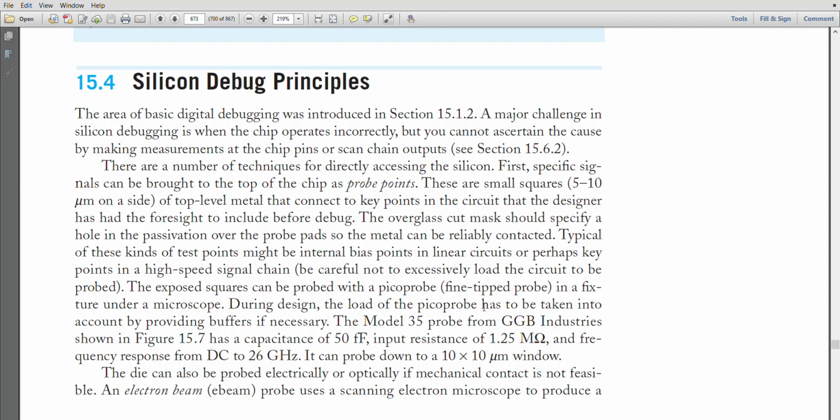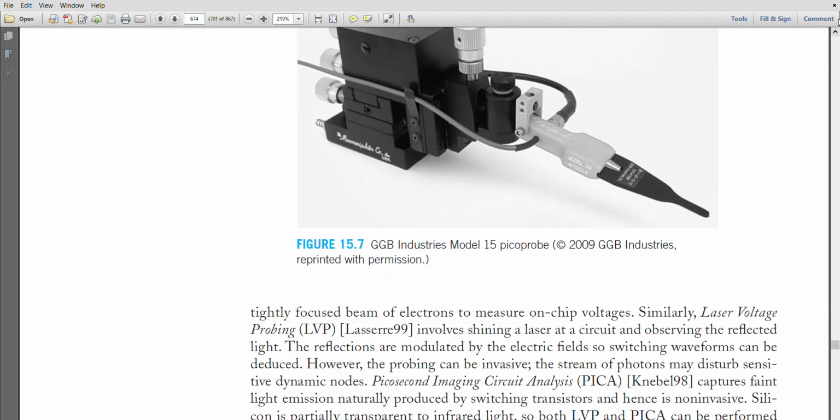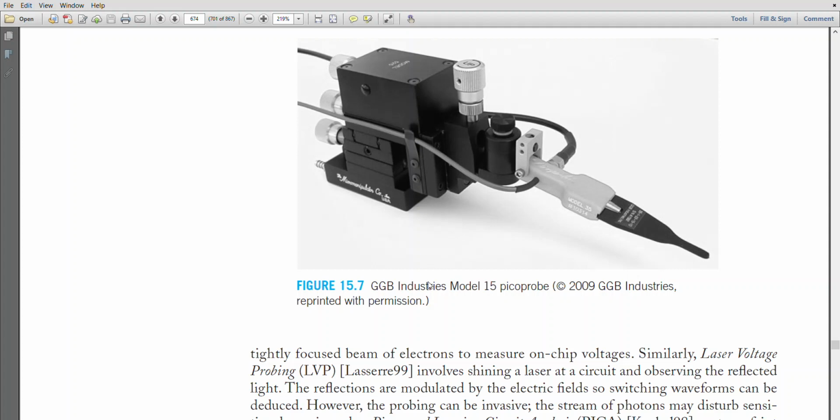During design, the load of the pico probe has to be taken into account by providing buffers if necessary. The Model 35 probe from GGB Industries shown in figure 15.7 has a capacitance of 50 femtofarads, input resistance of 1.25 megaohms and frequency response from DC to 26 gigahertz. It can probe down to a 10 by 10 micrometer window. The die can also be probed electrically or optically if mechanical contact is not feasible. An electron beam probe uses a scanning electron microscope to produce a tightly focused beam of electrons to measure on-chip voltages. Now see this figure, the GGB Industries Model 35 microprobe. This is how you can verify the logic at the silicon level and actually see whether a fault is there or not.